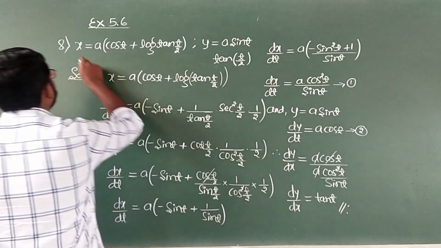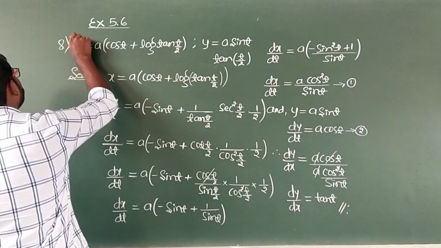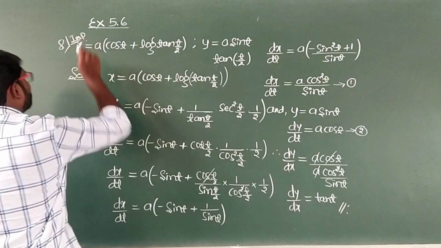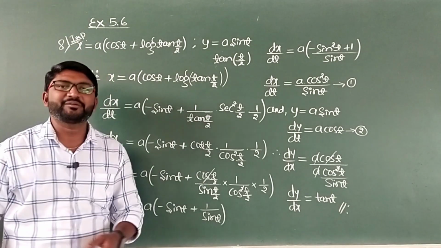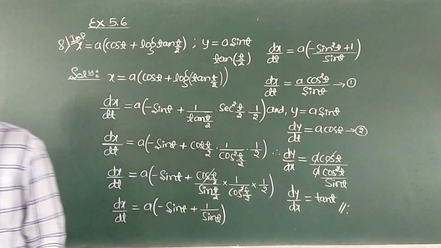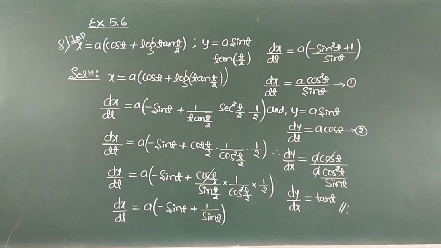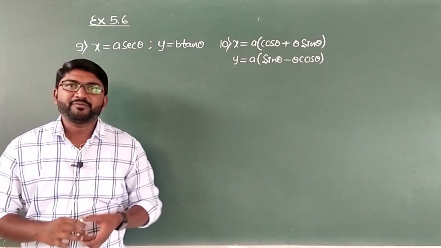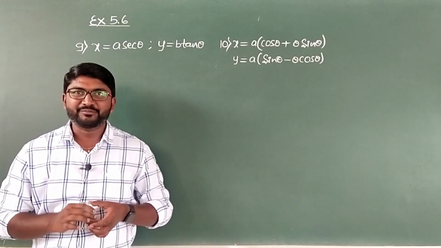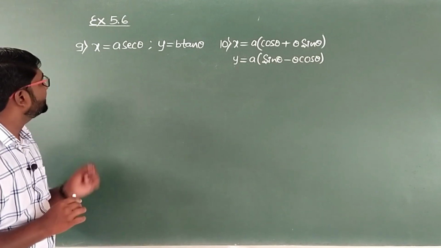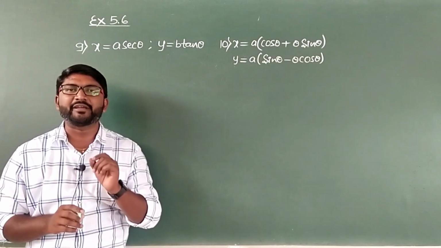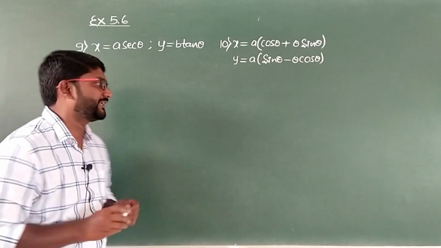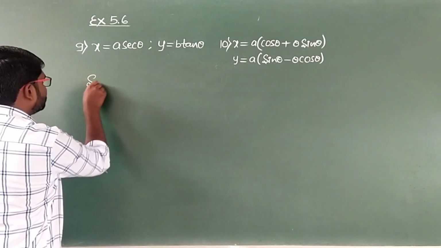So mark this as very important for 3 marks. Note this down, then we'll take up question number 9. Well, let us solve question number 9 and question number 10. Question number 9: x is equal to a secant theta and y is equal to b tan theta. So let us go ahead with the solution.